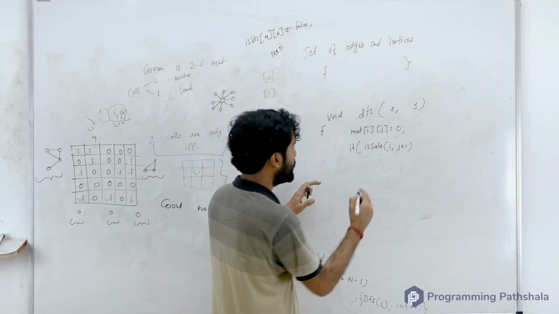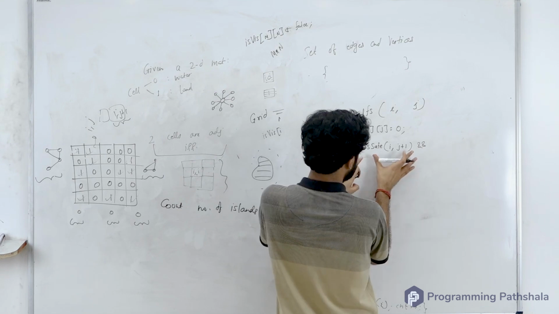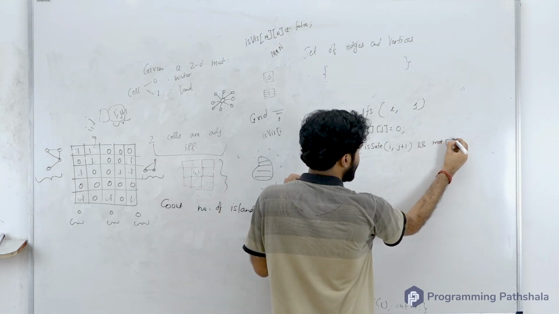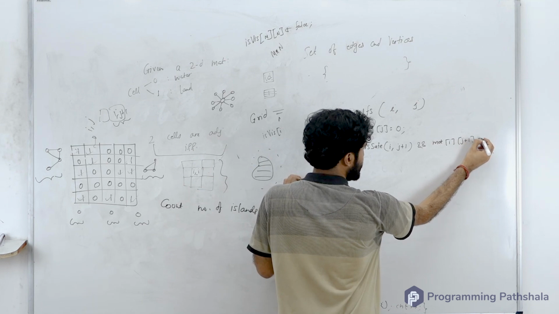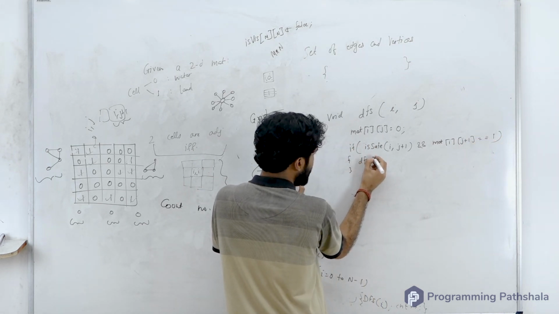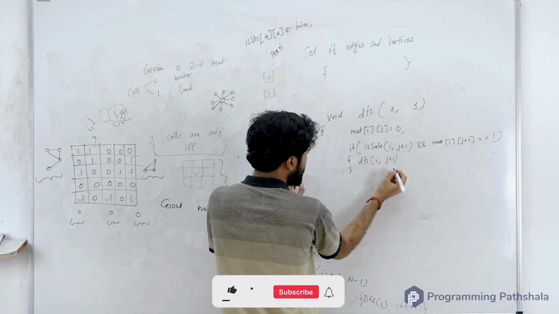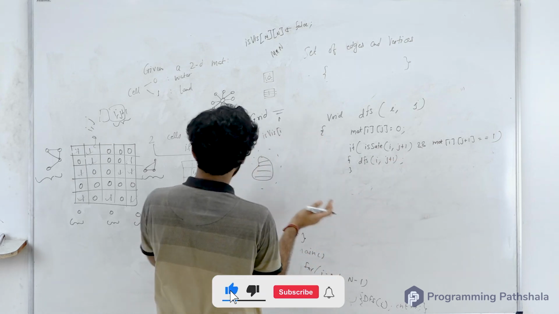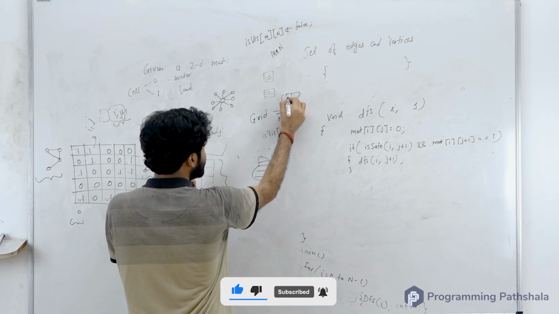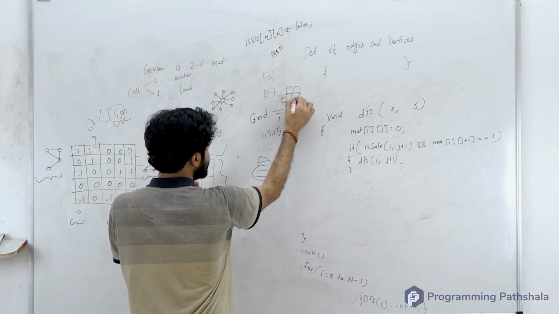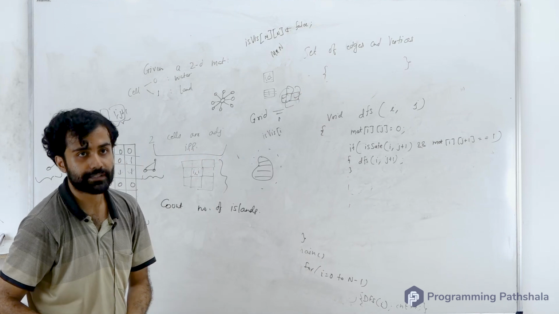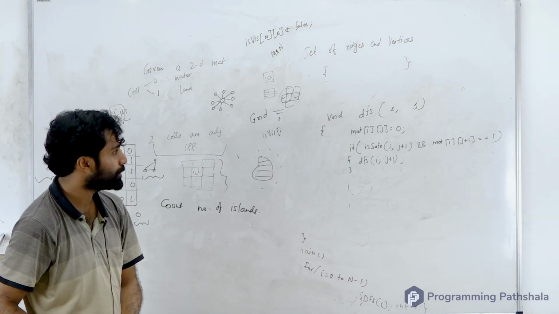So if it is safe and matrix of i, j+1 is 1, then only I'll start a DFS call from i, j+1. Now the same logic that you have written for this cell, you can write for every neighbor. So this thing has to come 8 times over here, right? And that's how you get your job done.